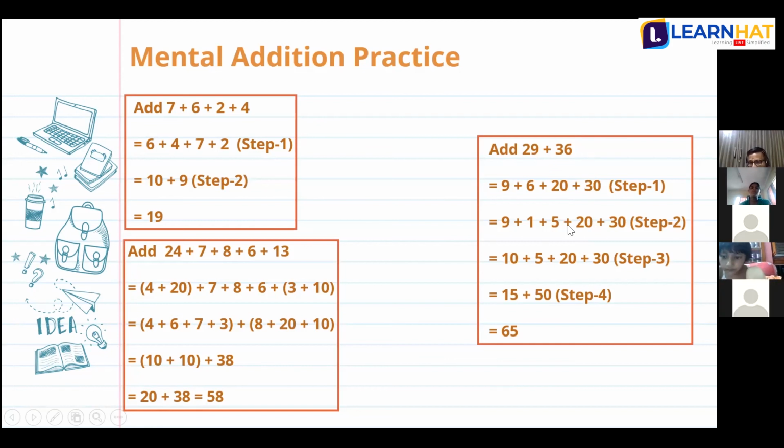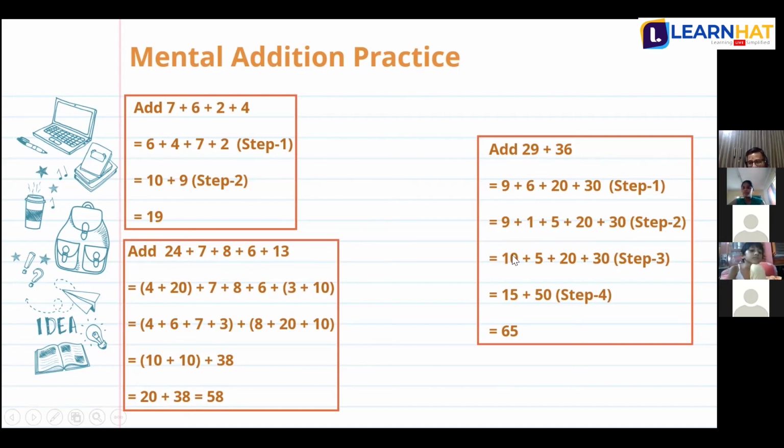29 plus 36. So what we need to do, we need to add ones together, right? 9 plus 6. Then we need to add tens together, 20 plus 30. So 9 plus 6 will become 15, but ultimately we should find 10. So 6 can be written as 1 plus 5.